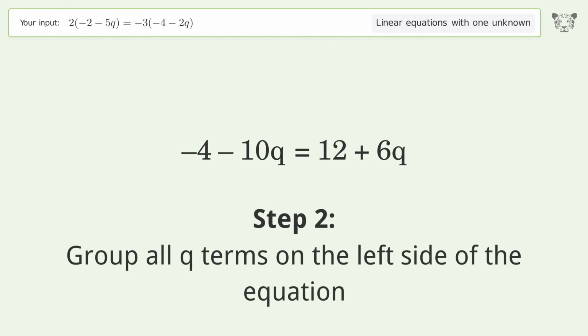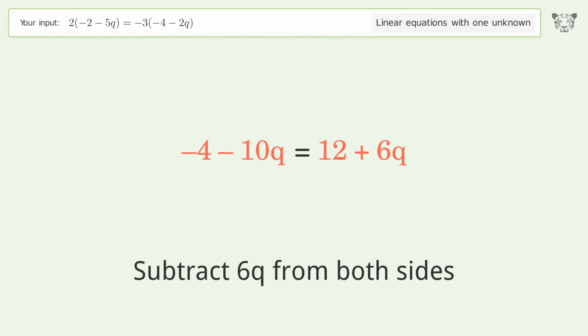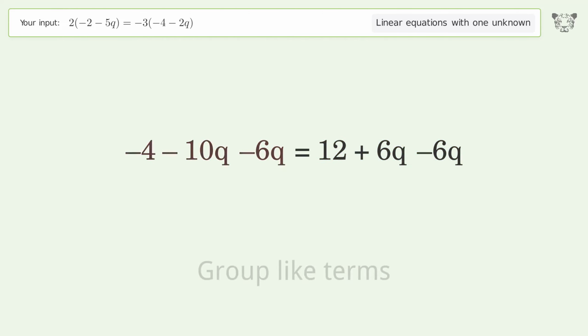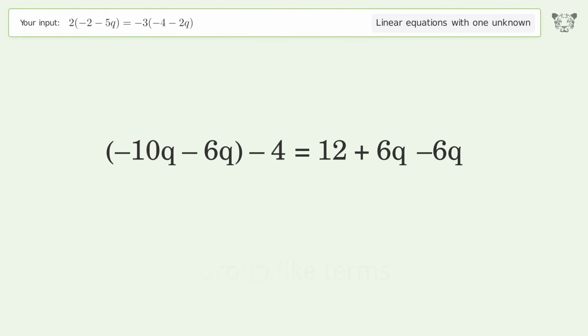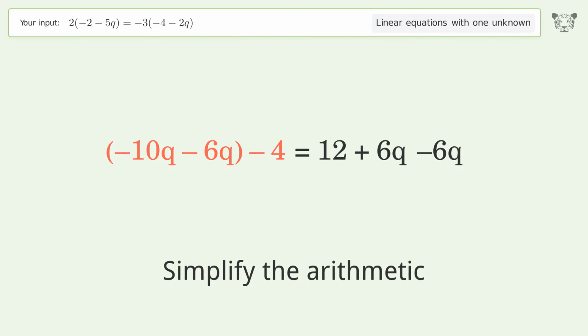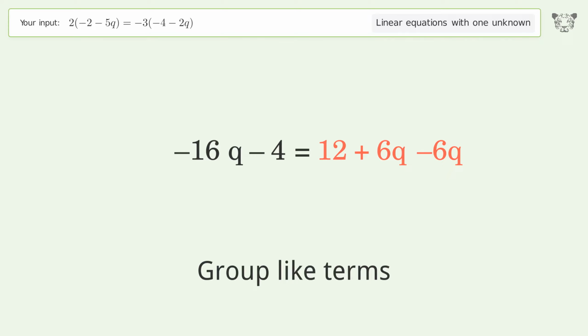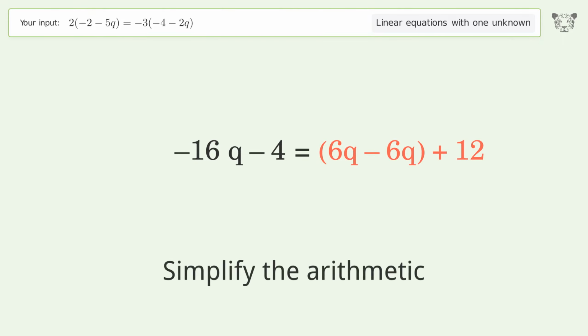Group all q terms on the left side of the equation. Subtract 6q from both sides. Group like terms. Simplify the arithmetic. Group like terms. Simplify the arithmetic.